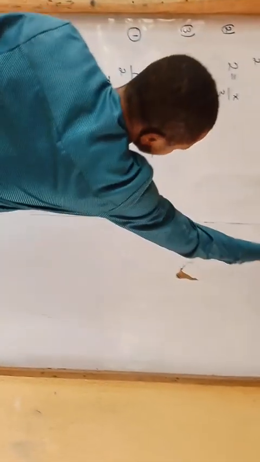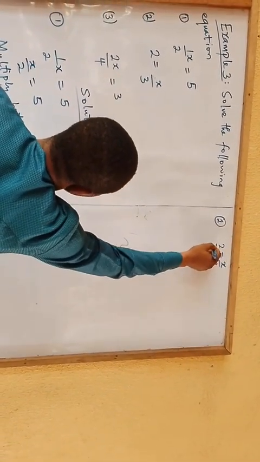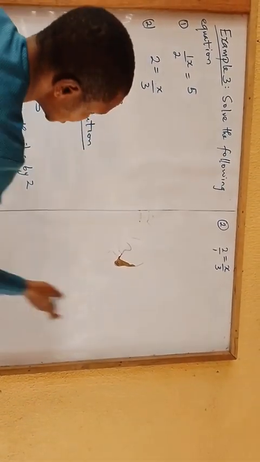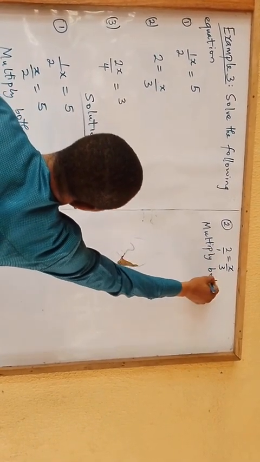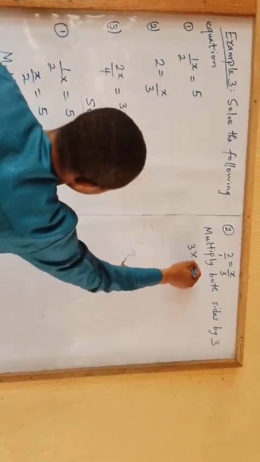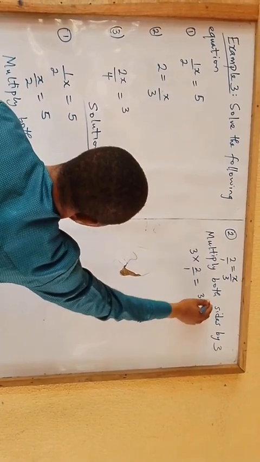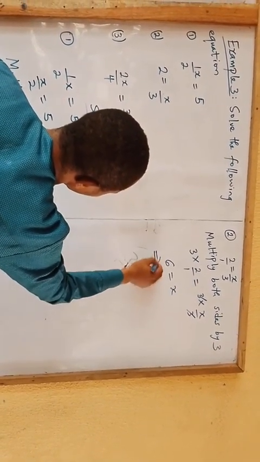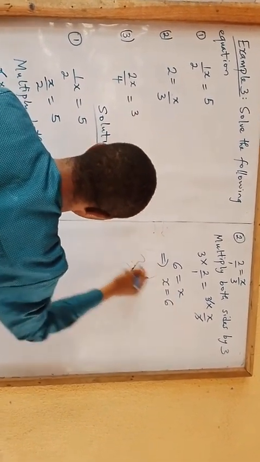Question 2. You have 2 is equal to x over 3. This is also equivalent to 2 over 1. So there are different methods of solving this. You can decide to multiply both sides by 3. So we are going to have 3 times 2 over 1 is equal to 3 times x over 3. 3 will eliminate 3 here. So 3 times 2 will give us 6 is equal to x. Don't forget the right hand side is equal to left hand side. x is equal to 6.